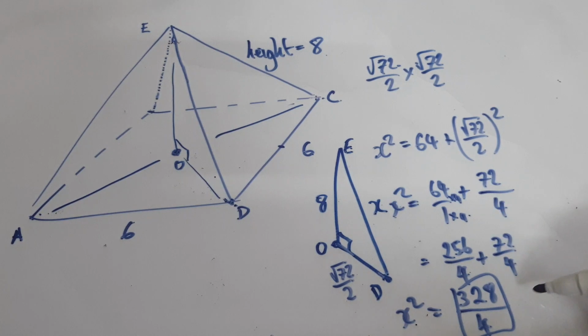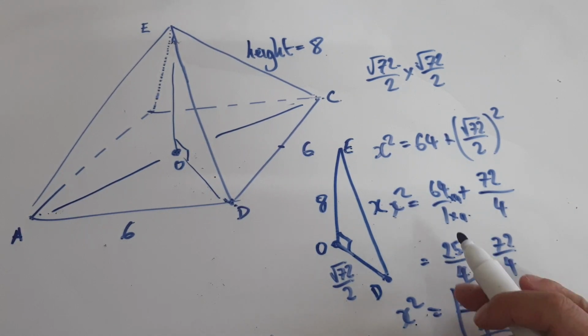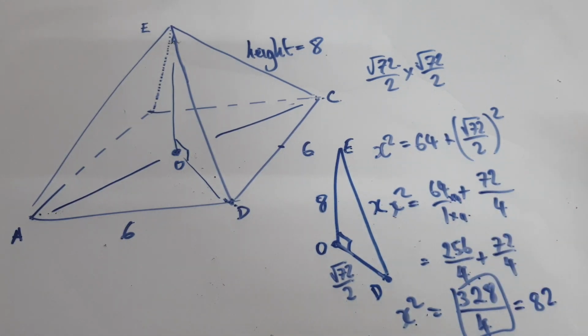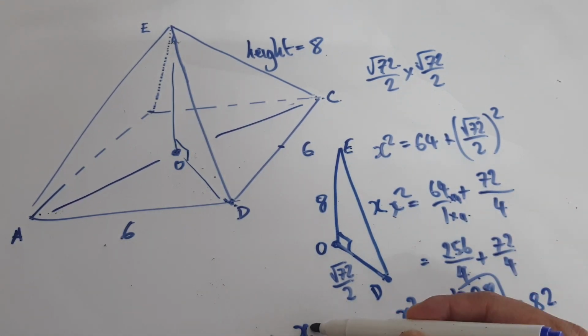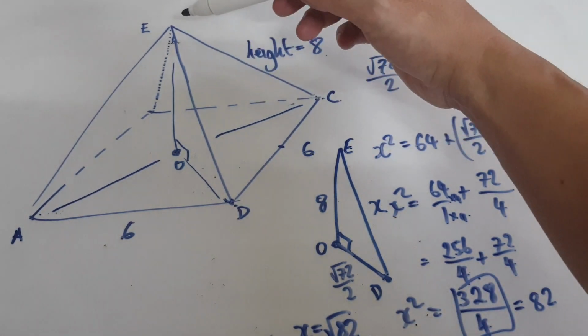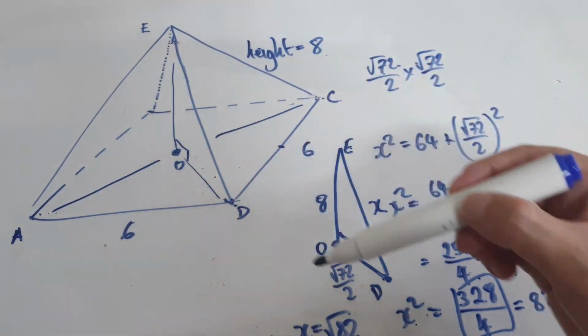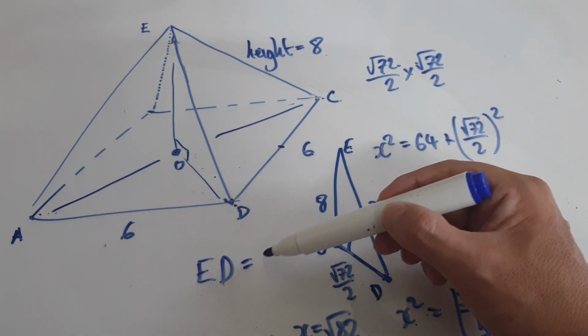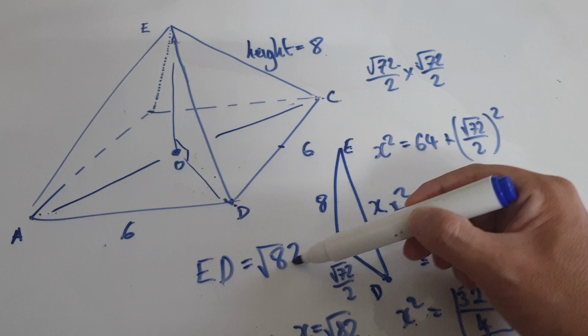Hang on, it's gone off the screen, so wait there. So x squared, if you jump to a calculator, this thing here will give you 82. So if you want x, x would then be root 82. So this diagonal length here, ED, is equal to root 82.